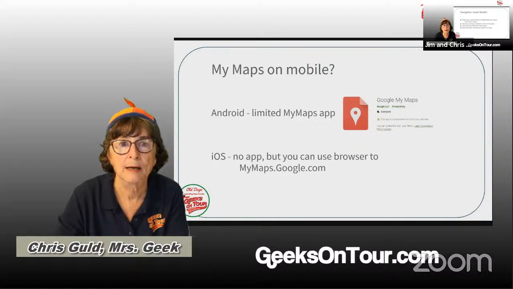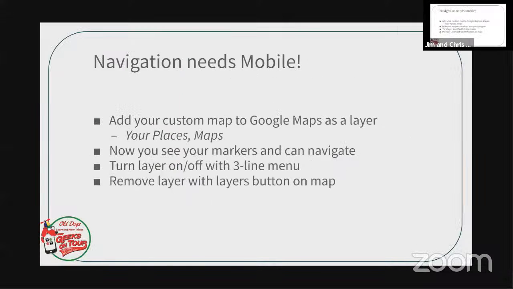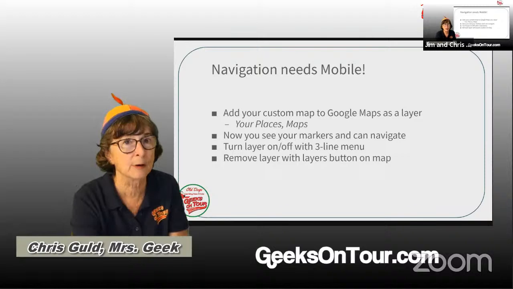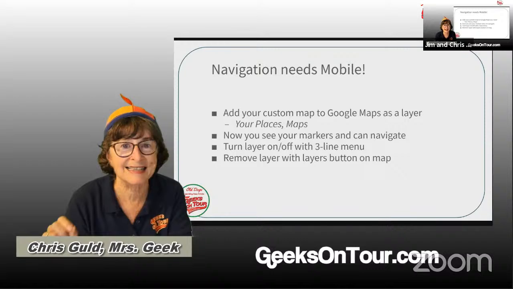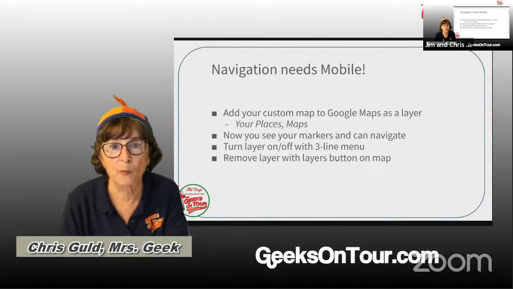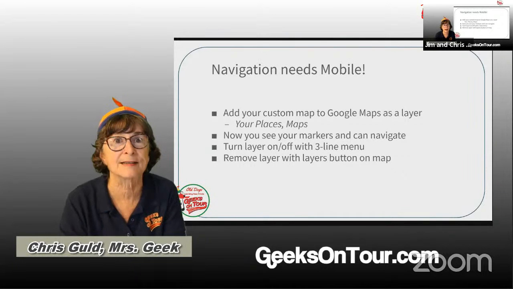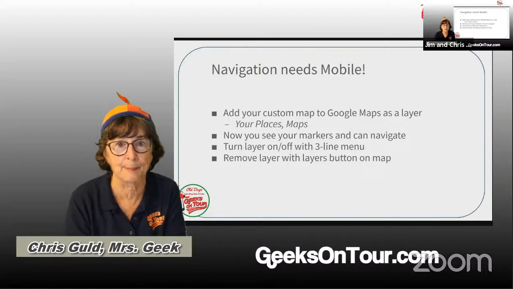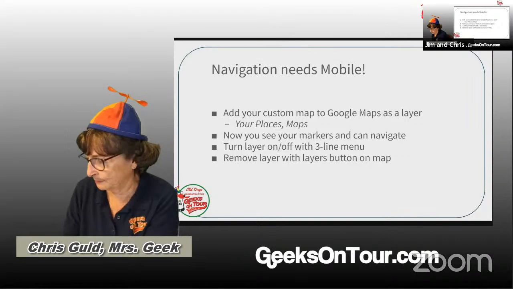But here's where the mobile comes in handy. So we have our 2021 plans now. Now we are in the RV and we're ready to go. My Maps itself does not do navigation. But what you do is you open up Google Maps on your mobile device, bring in your My Map, and now you can see your markers and navigate. So let me show you that.